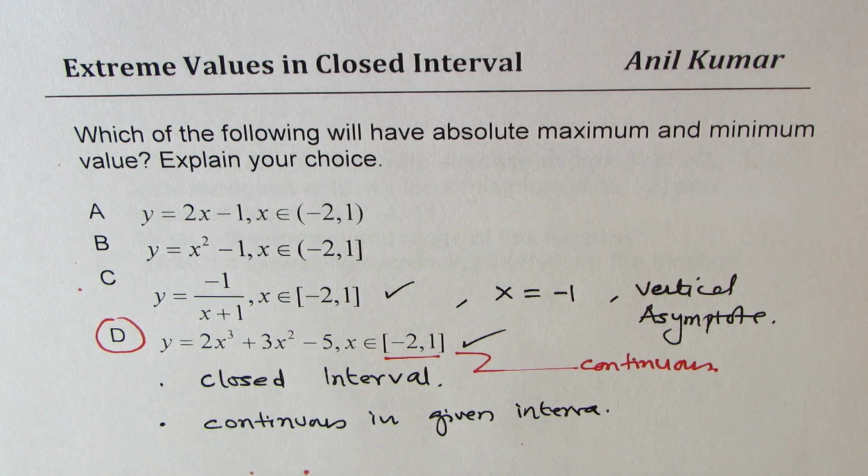Right, so this is kind of straightforward. So you look for two things. One is the closed interval, and the second thing is that it should be continuous, right? So I hope that makes sense, correct? Now let's take up a thinking question based on the extreme value theorem.